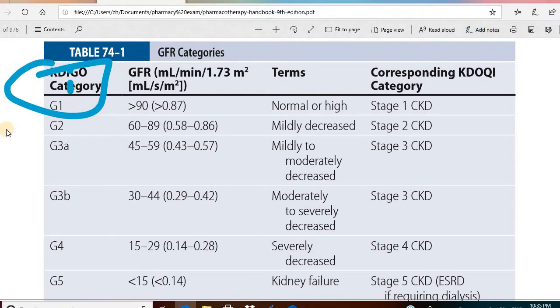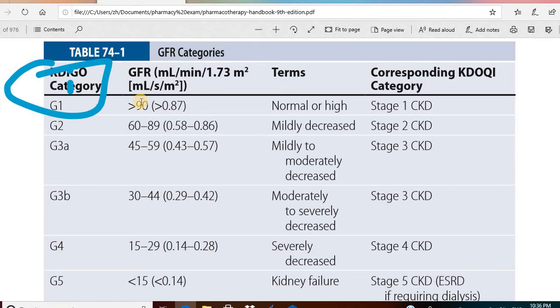The G1, G2, G3A, G3B, G4, and G5. Why are we giving G1, G2, G3? Because they are categorized on the basis of glomerular filtration rate categories. If the GFR is greater than or equal to 90, then it's stage 1. It means your kidney function is normal. Your kidney is doing its job efficiently.